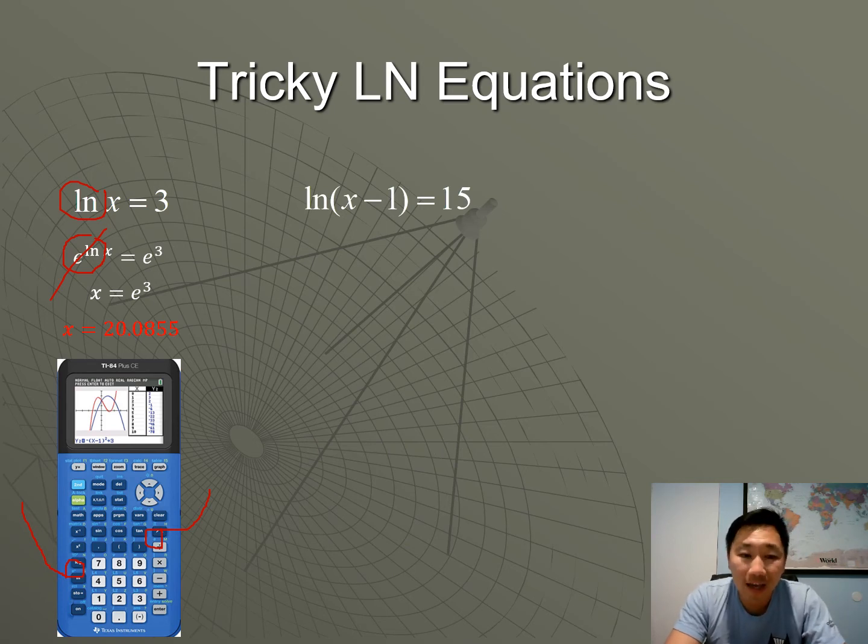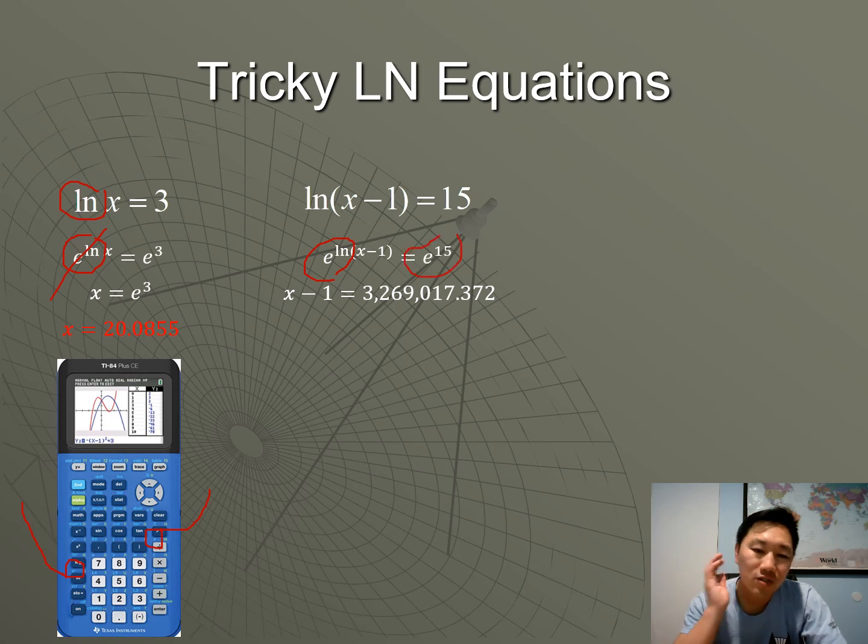All right, let's try another one. A natural log of x minus 1 is equal to 15. Notice on the right hand side there is no ln, so you can't cancel it out. So the way you would do it is you put e on both sides and raise the whole problem up. This will cancel each other out. And you have x minus 1 is equal to, I punched in e to the 15th in my calculator to get that huge number. Add 1 to both sides, and there's my final answer.